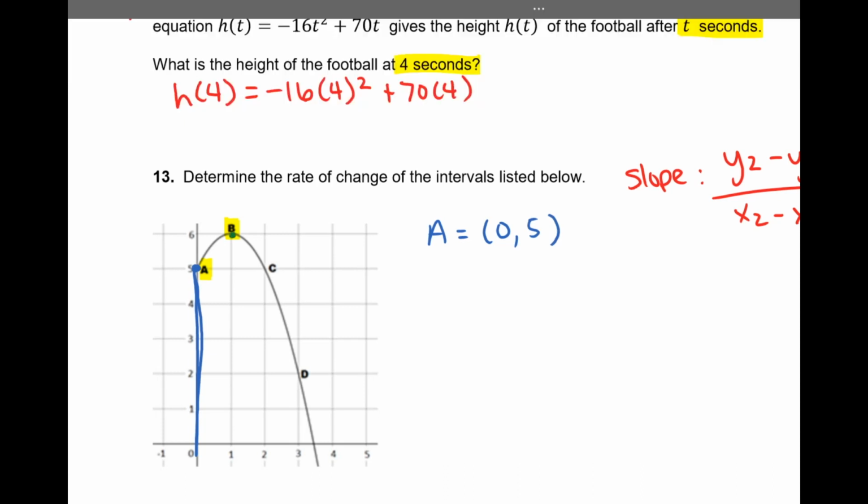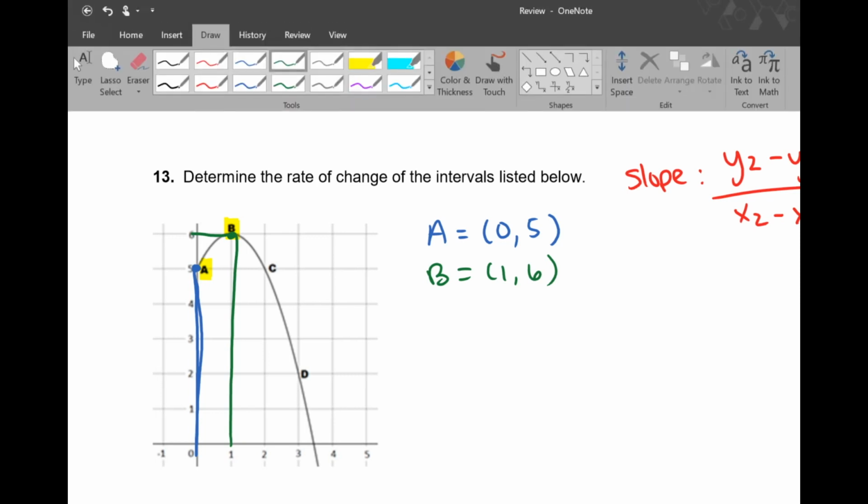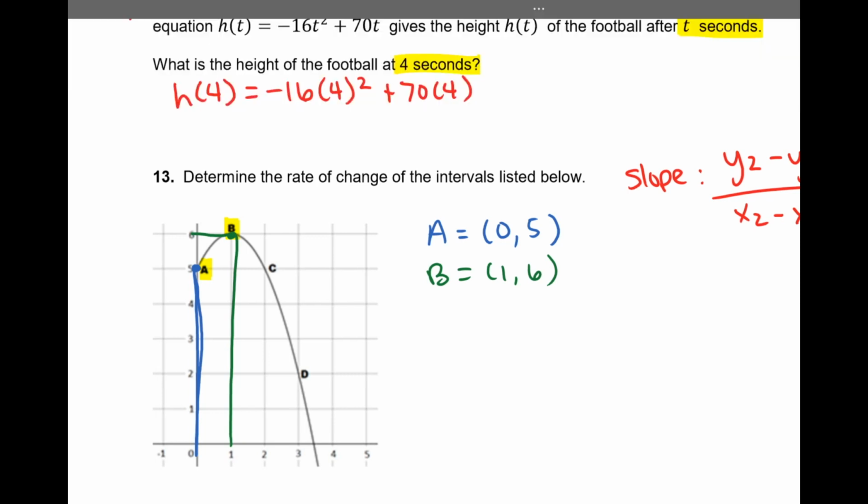The B value, which is right here, is going to be 1 and 6. So B is going to be 1 and 6. And all we are doing is using the slope formula. So I put x and y, x and y. I put small 1s for my first point and small 2s for the second point.